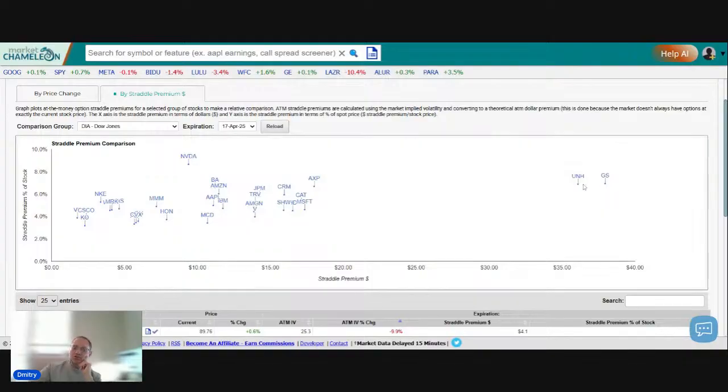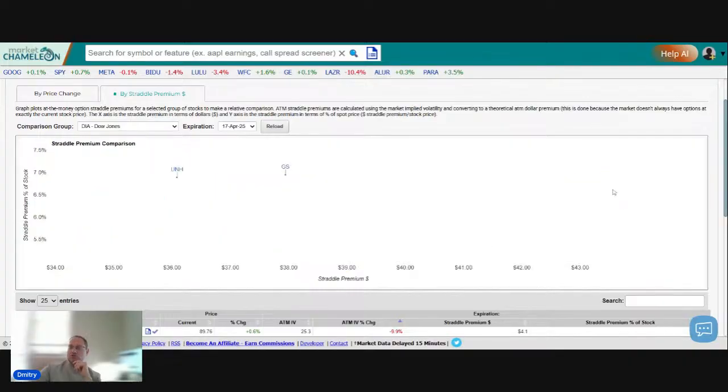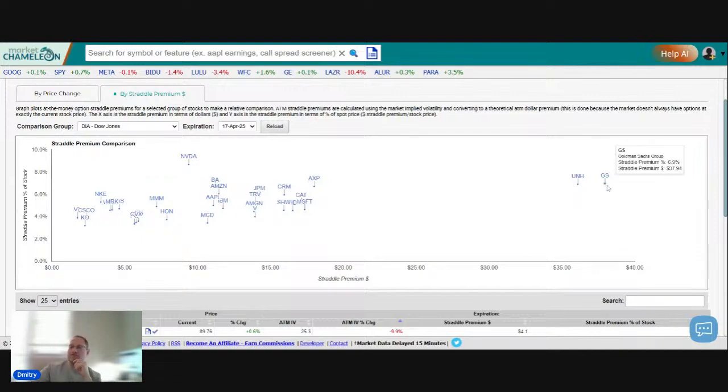Now this graph over here has the stock symbols up to the left-hand side. On the bottom, this shows us the dollar value of the straddle. Okay, so Goldman Sachs, if you hover over the straddle premium, if you bought the April 17th expiration at the money straddle, it would cost you $37.94. That looks like the most expensive straddle in dollar terms, but the straddle price is relative to the strike and the stock price.